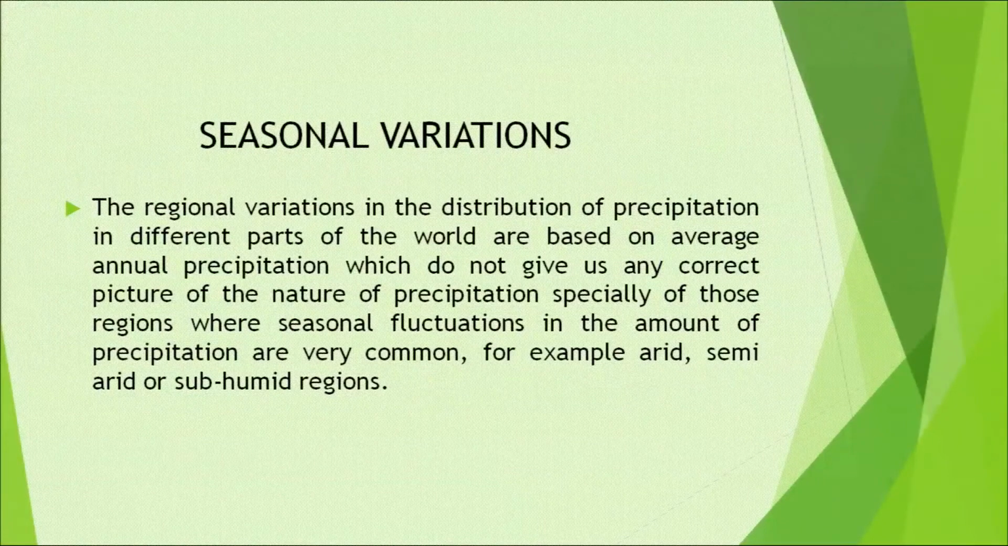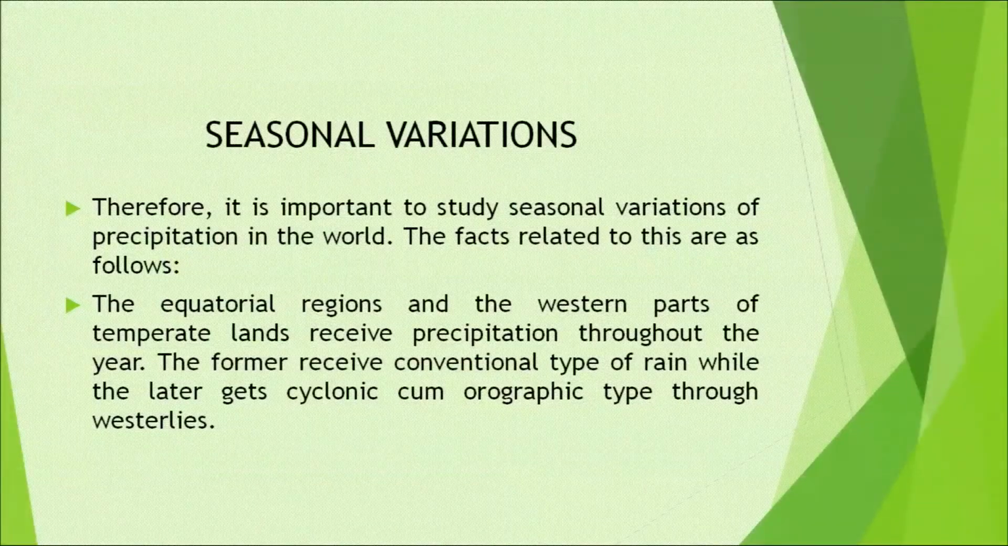Seasonal variations. The regional variation in the distribution of precipitation in different parts of the world is based on average annual precipitation, which does not give us a correct picture of the nature of precipitation, especially of those regions where seasonal fluctuations in the amount of precipitation are very common. For example, arid, semi-arid or sub-humid regions. Therefore, it is important to study seasonal variations of precipitation in the world.